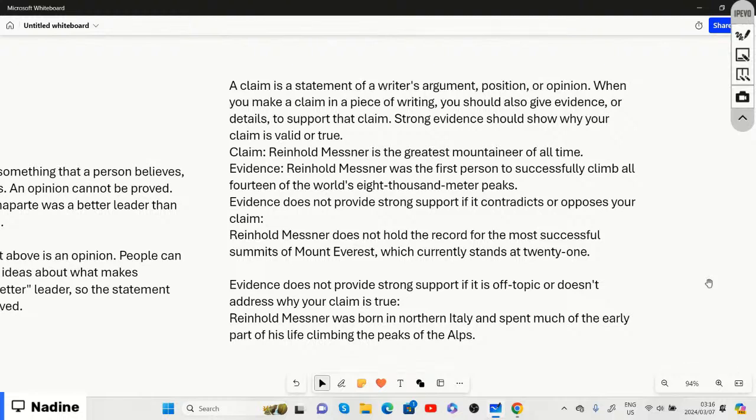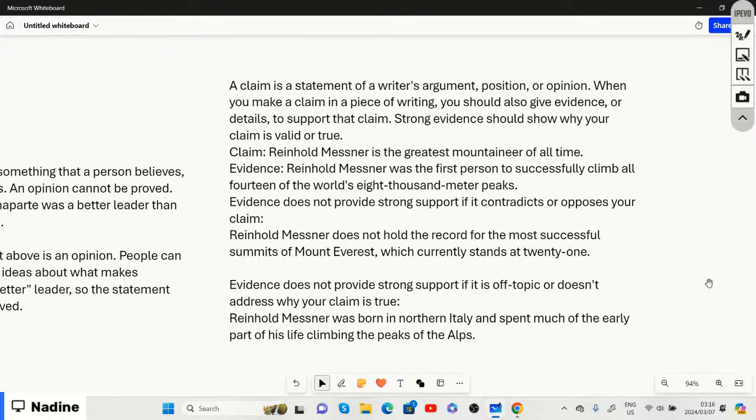All right. So, a claim, we said, is a statement of a writer's argument or position or even an opinion. And when you make a claim in a piece of writing, you should also give evidence or details to support your claim. Strong evidence to show why your claim is valid or true.